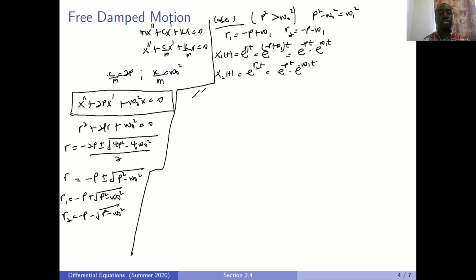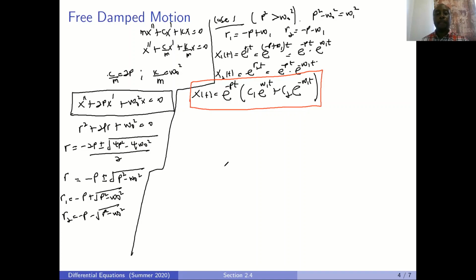Right? So my general solution is e to the minus pt times C1 e to the w1t plus C2 e to the minus w1t. And this is the kind of motion that I can expect if p squared is greater than w0 squared. Okay.